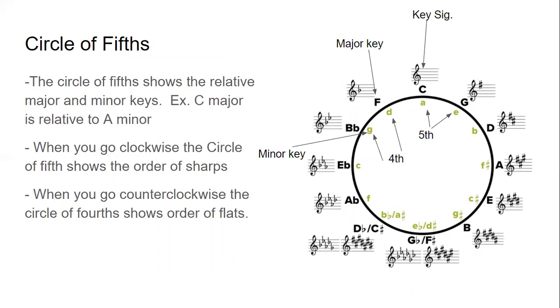And here we can see the diagram shows the key signature, the major key, and its relative minor key under the major key. And we can see A to E as a fifth and D to G as a fourth.